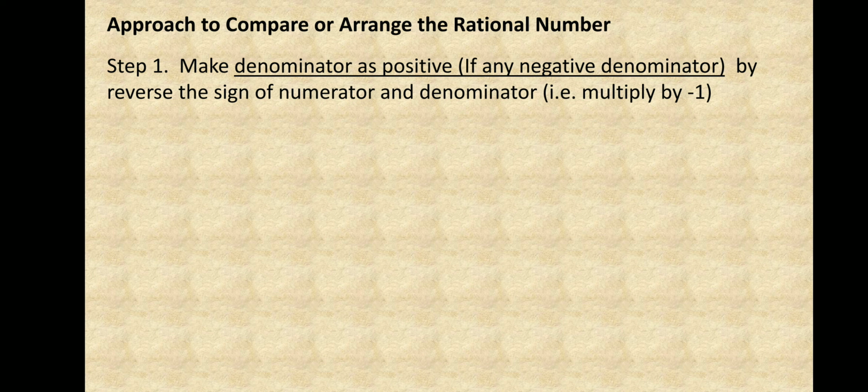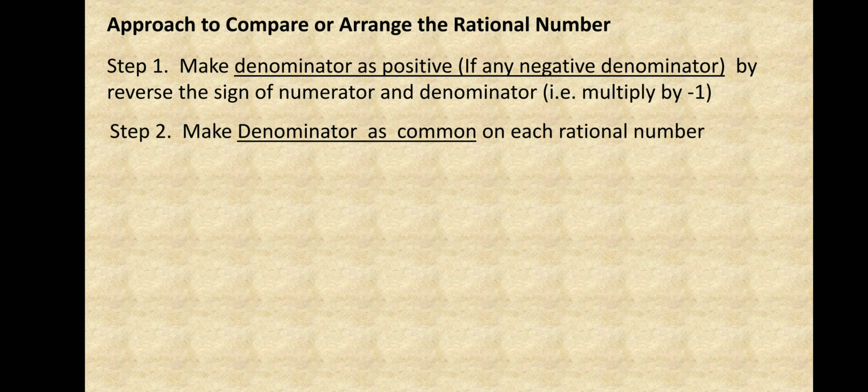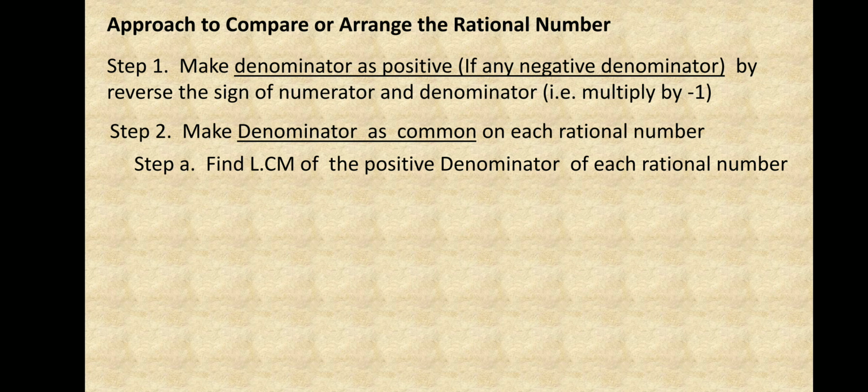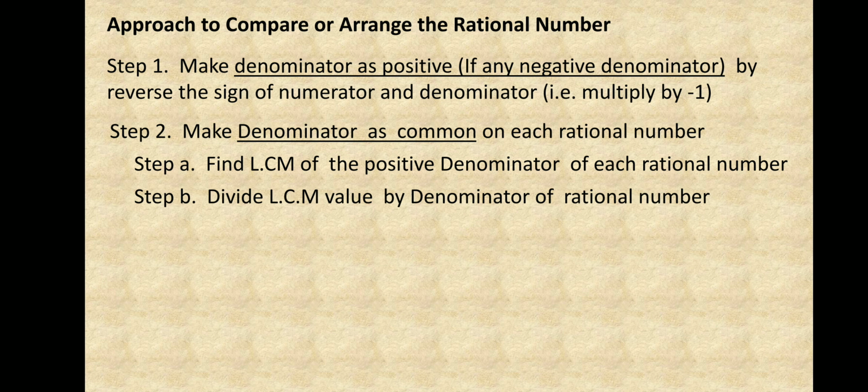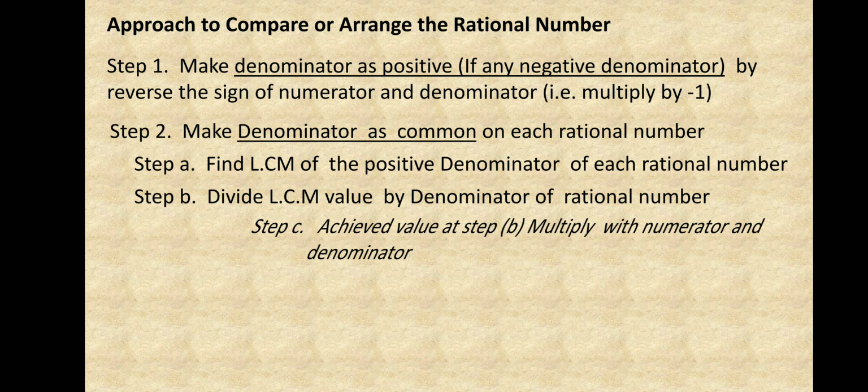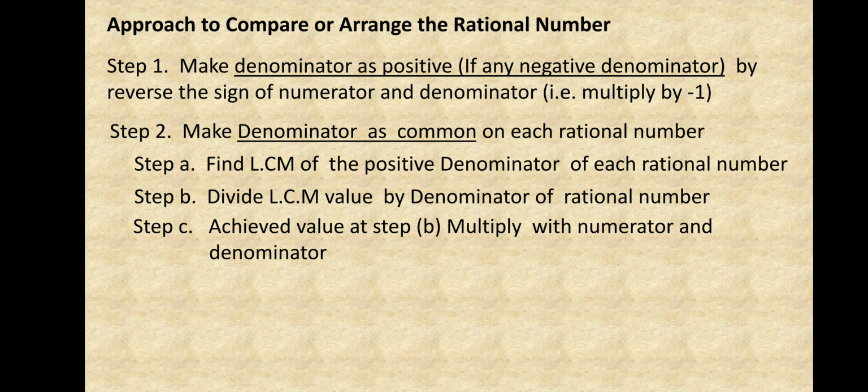And how did we do that? By multiplying it by minus 1. And the second step, we made the denominators common on each rational number. Step 3 was to find the LCM of the positive denominators of each rational number. And step 4 was to divide this LCM value by the denominator of the rational numbers. Step C was to multiply the value achieved at step B with the numerator and denominator.